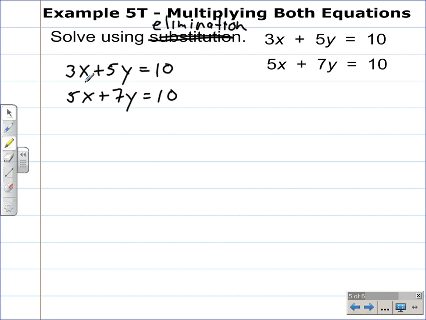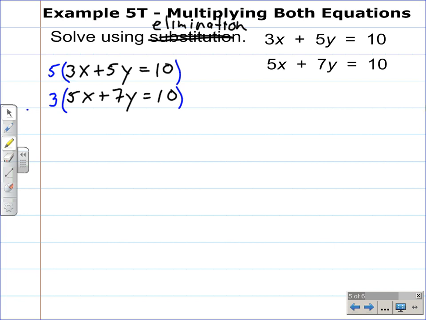So what we're going to do is multiply both equations by a number to make either the x or the y terms have the same coefficient. One easy way to do this is to multiply the first equation by the coefficient of the x of the second equation. The coefficient of the x in the second equation is 5, so we'll multiply the first equation by 5. Since the coefficient of the x for the first equation is 3, we'll multiply the second equation by 3, which will give us 15.